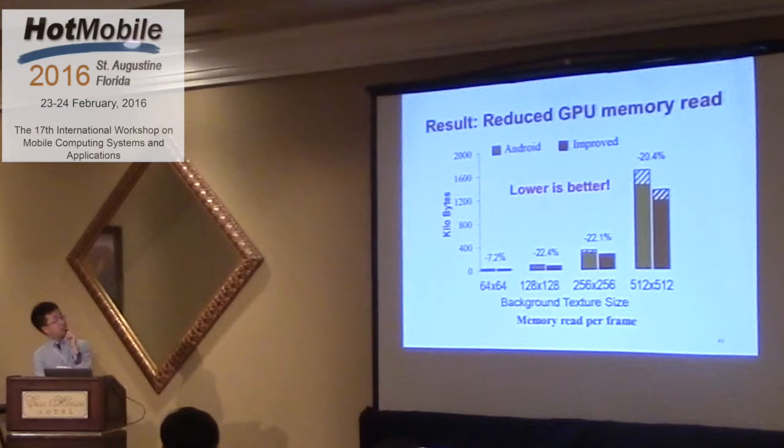First, our method can reduce GPU memory reads. In the experiment, we vary the background texture size from 64 by 64 to 512 by 512. And we can see our method can reduce about 20% of GPU memory reads if the texture size is 512 by 512. We know that memory read is a bottleneck for modern GPUs.